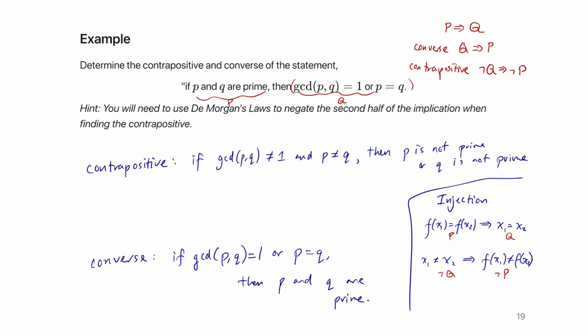The converse is really just switching the thens and ifs. The converse is if the GCD is 1 or P is equal to Q, then P and Q are prime. Okay?